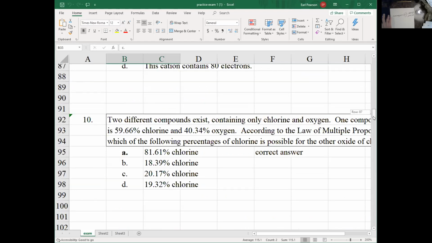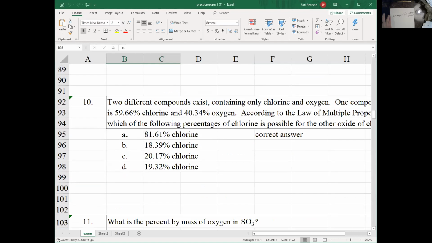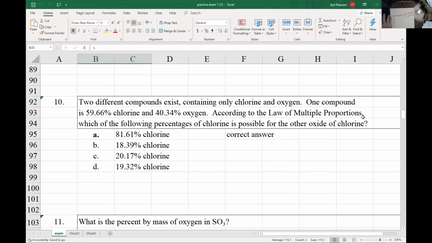Now, this is a law of multiple proportions. See, I think I need to get it a little bit bigger so it shows everything on your screen. Okay.